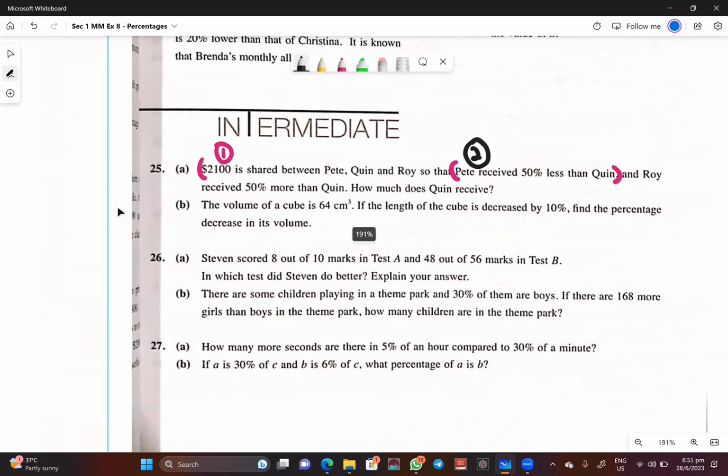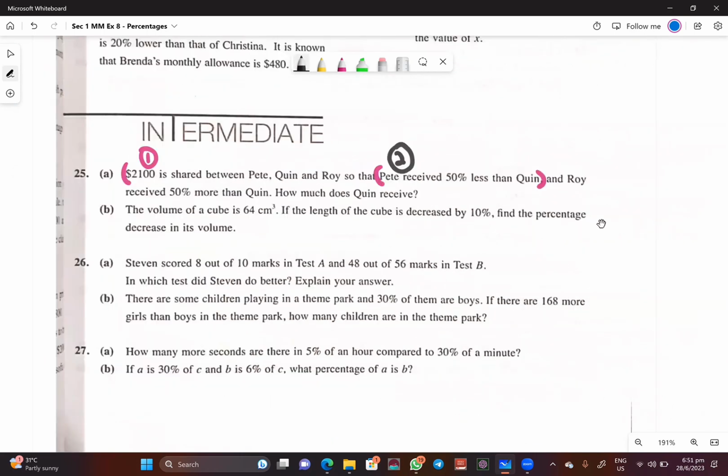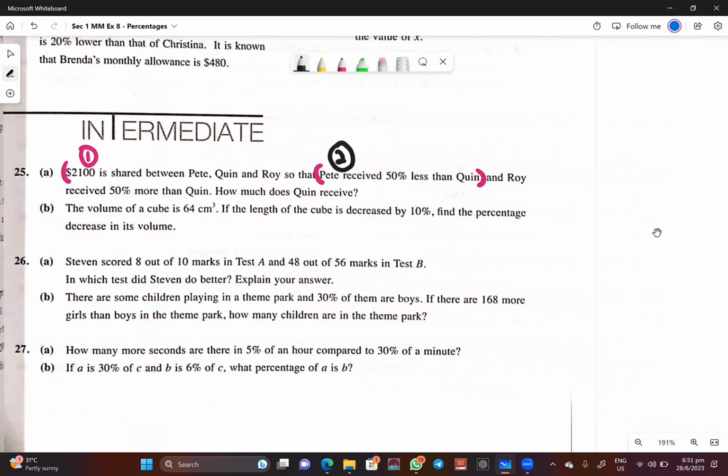When I say that Pete received 50% less than Queen, what am I trying to say? I am trying to say that your job as a student is to find out who is the base. Is it Pete or Queen? How do you know? Very simple. For example, I say Joseph has 10 more than Miko. All right, it means that Miko is the base.